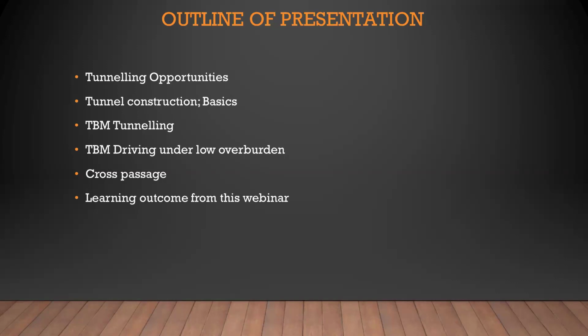The outline of the presentation is: tunneling opportunities, tunnel construction basics, TBM tunneling, and TBM driving under the overburden. It is the TBM driving under the lower overburden that was our challenging activity in the Lucknow Metro project. Next, the cross process, then the learning outcomes from this webinar.